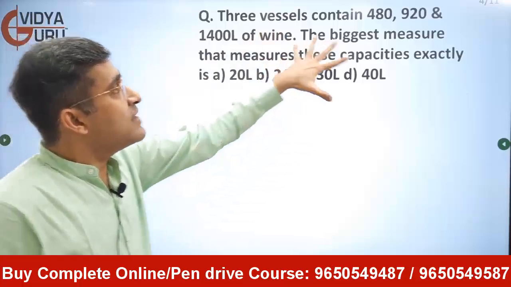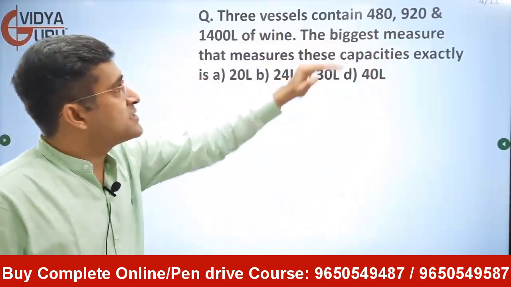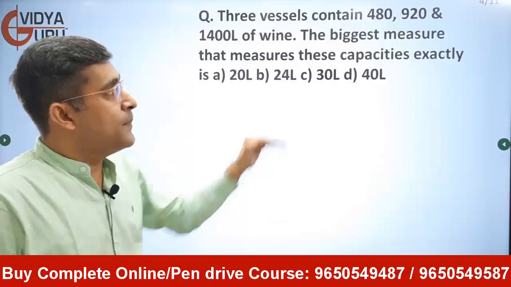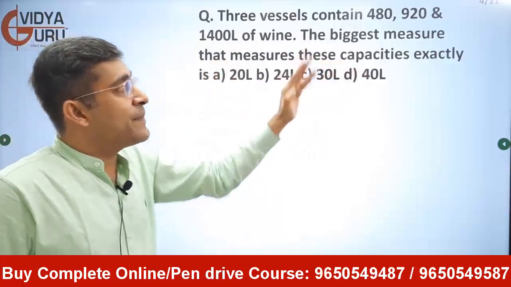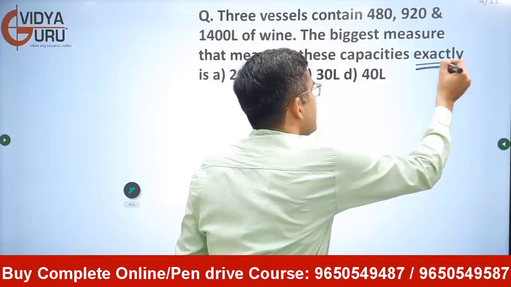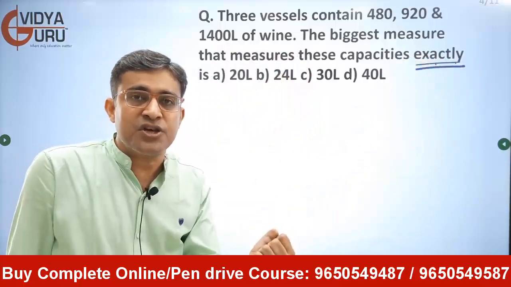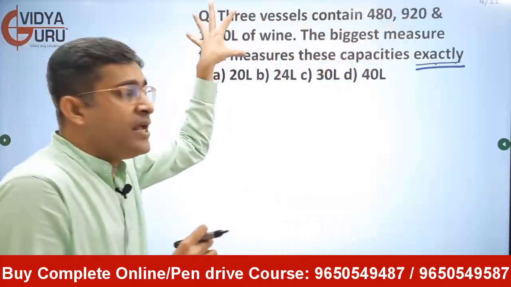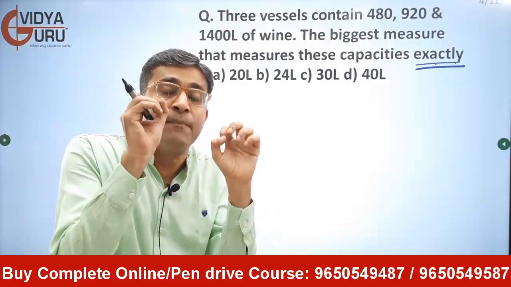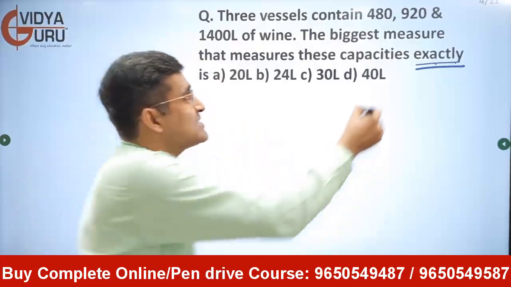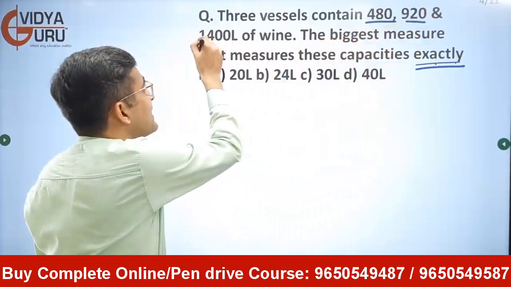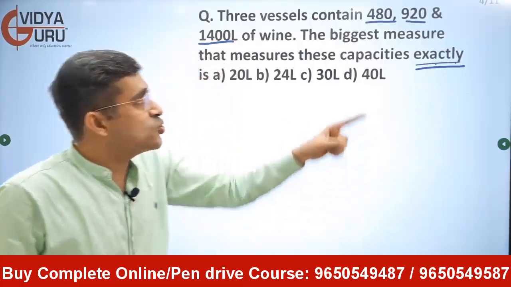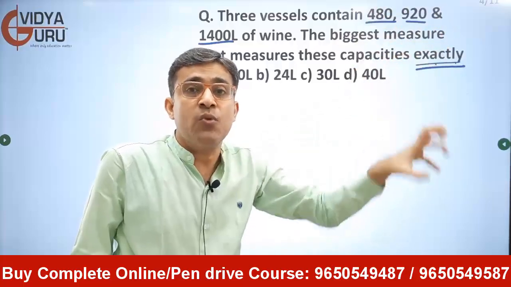Let's crack it. 3 vessels containing 480 liters, 920 liters and 1400 liters of wine. We have 3 such vessels. The biggest measure that measures these capacities exactly. That means when we think of such a measure, it has to measure these volumes, 480, 920 and 1400. These volumes should be measured exactly. That means these volumes should be completely divisible by such a measure. The measure that we are going to come up with has to completely divide these 3 volumes.